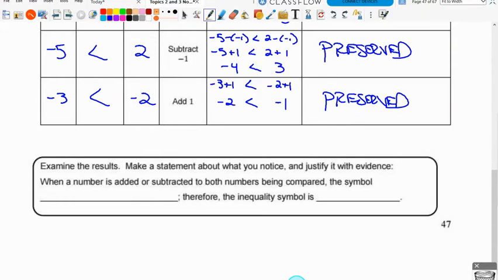So let's make a conclusion about our experiment. If we examine our results, what can we say about what just happened? We added and subtracted in our table, and every single time when we did that, the symbol was preserved. When a number is added or subtracted to both numbers being compared, the symbol is preserved. Okay, therefore, the inequality symbol is unchanged. That's what it means to be preserved. The inequality symbol will be unchanged anytime you add or subtract with an inequality.